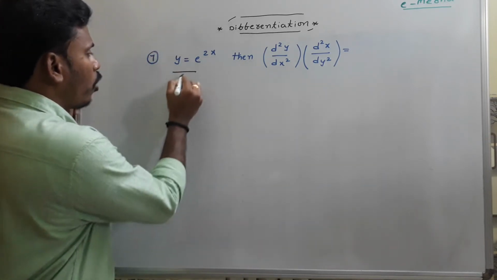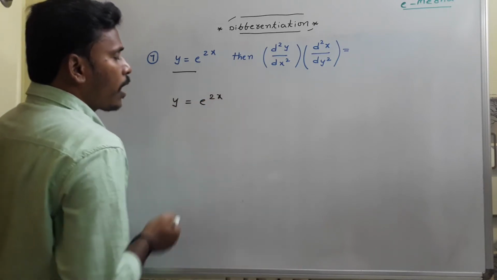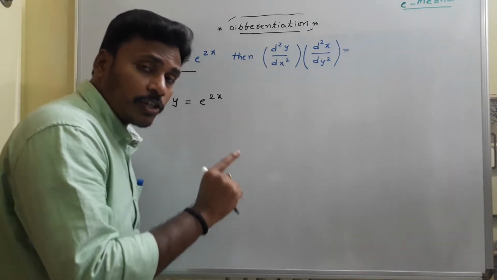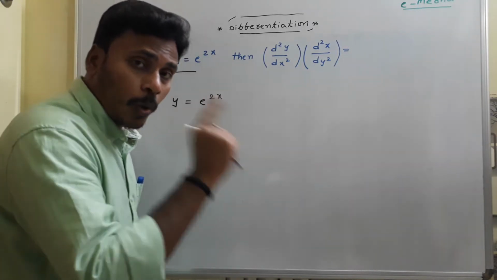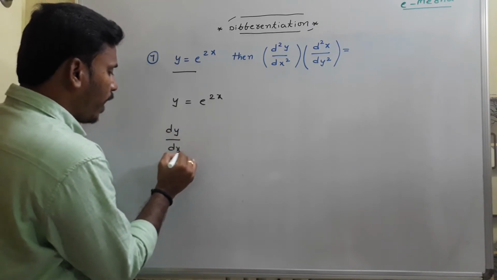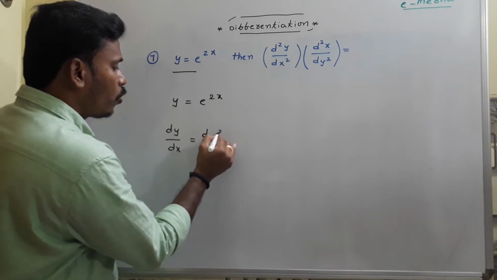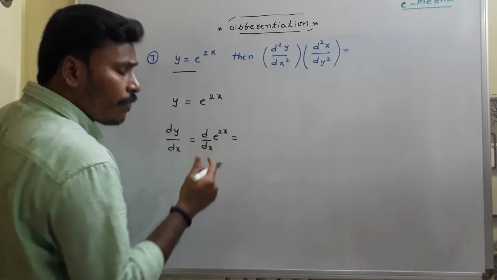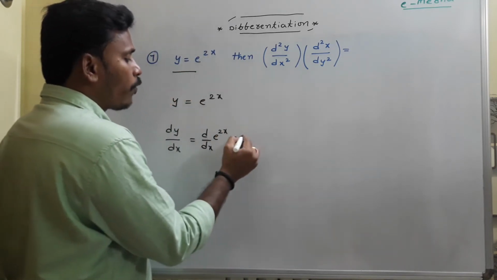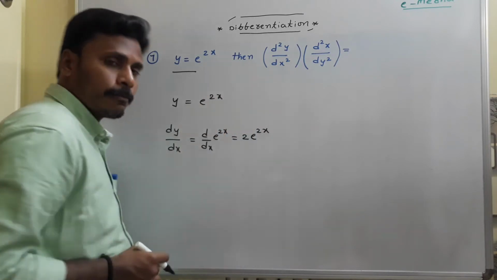First of all, start with y is equal to e power 2x. I am going to calculate d square y by dx square. So just differentiate both sides with respect to x one time. The derivative of y with respect to x is the derivative of e power 2x. And you know, for e power 2x, the derivative is e power 2x into the derivative of 2x, which is 2. So 2 into e power 2x is this dy by dx.